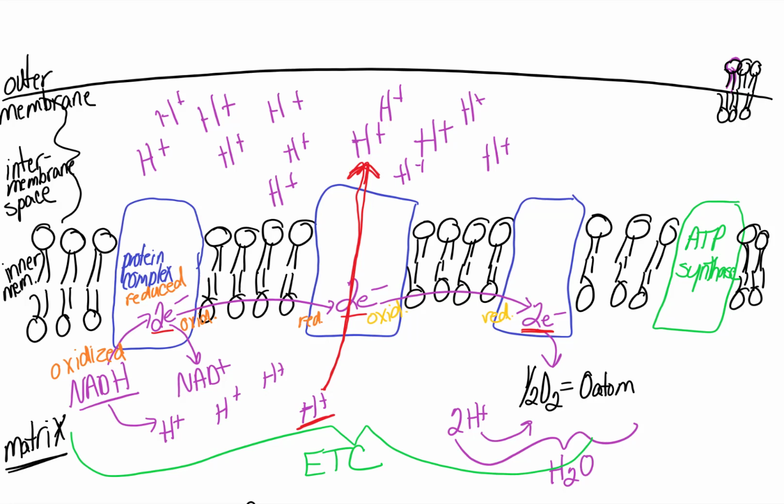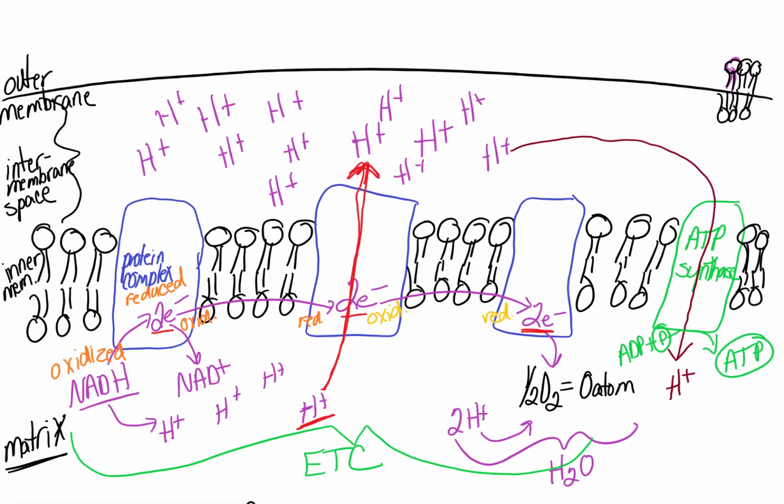So these hydrogen ions will flow down their concentration gradients from an area of high concentration to an area of low concentration through ATP synthase. And this will activate ATP synthase. When ATP synthase is activated, it will phosphorylate ADP. So a phosphate group gets added to that ADP molecule to generate ATP.